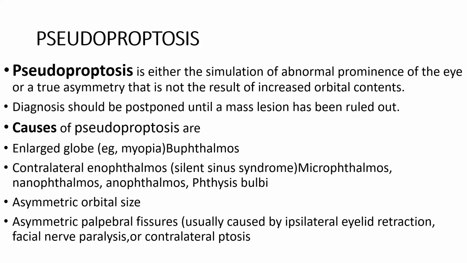Causes of pseudoproptosis are an enlarged globe with myopia or buphthalmos, contralateral anophthalmos, and asymmetric orbital size, asymmetric palpebral fissures causing ipsilateral eyelid retraction, or facial paralysis, or contralateral ptosis.